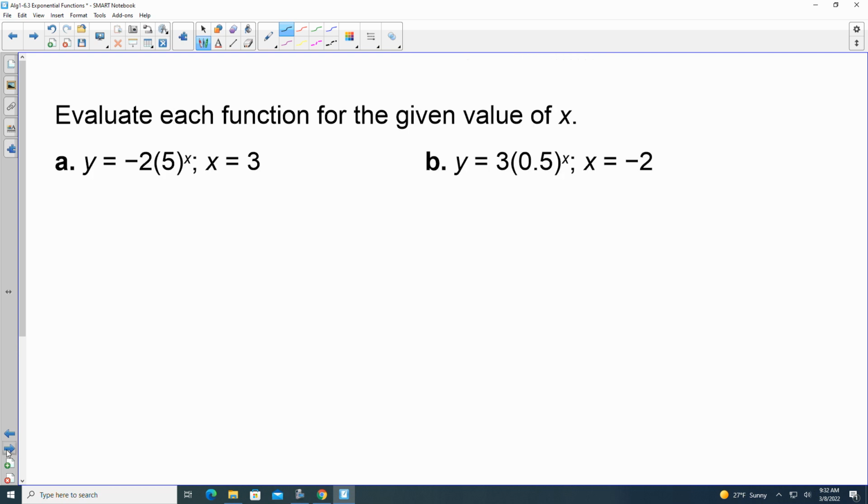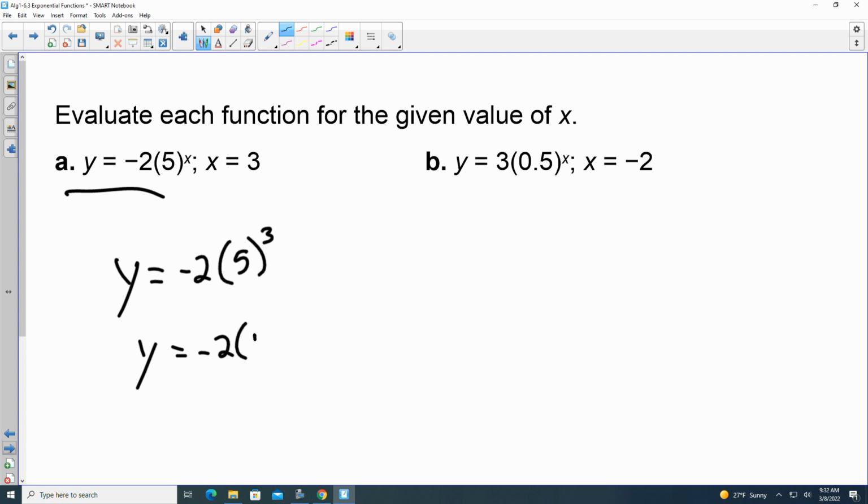Here they want us to evaluate an exponential equation with a given value of x. So here this is my exponential equation, and they want you to evaluate it when x is 3. So essentially you've got y is equal to -2 times 5 raised to the third power. Talking about order of operations, nothing changes. We have to take care of exponents first. So 5 to the third power is 125. So I've got y is equal to negative 2 times 125. And that means that y is going to be equal to negative 250.